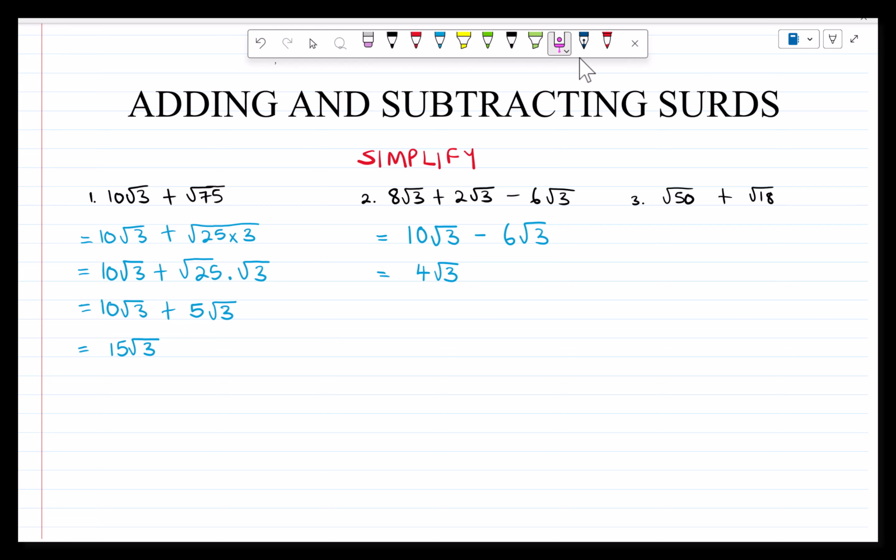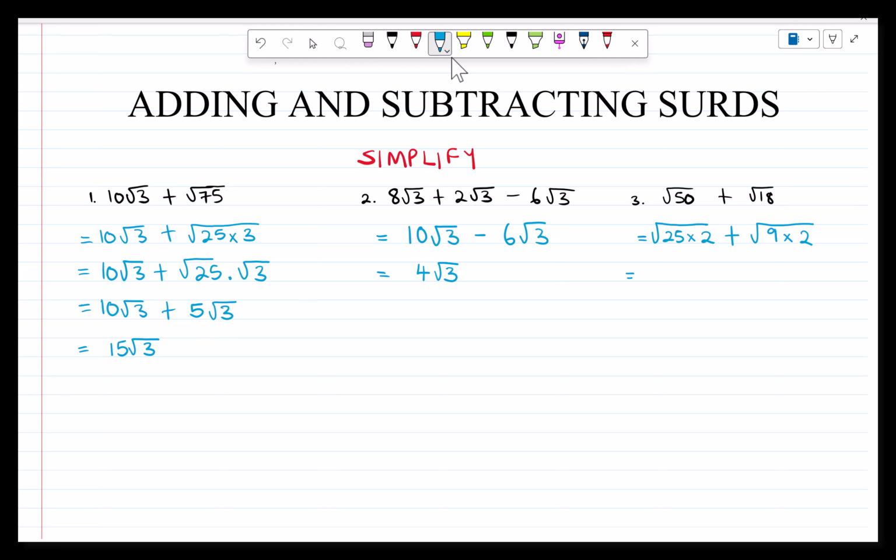And then in example number 3, we have surds root 50 plus root 18, and we don't have any similarities here. However, we can try to make them similar in the sense that we are going to look for a perfect square from both 50 and 18. If we look at 50, we can have a perfect square of 25. Now, for us to get 50, we say 25 times 2. So rewriting this, for square root 50, we then have square root of 25 times 2 plus root 18, which gives us a perfect square of 9. So now we have plus 9 times 2.